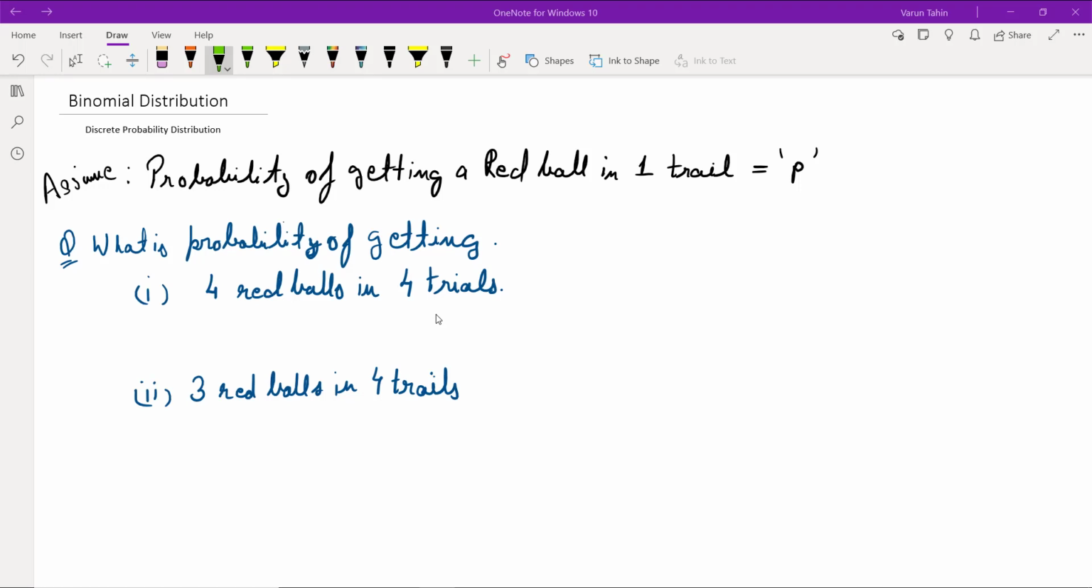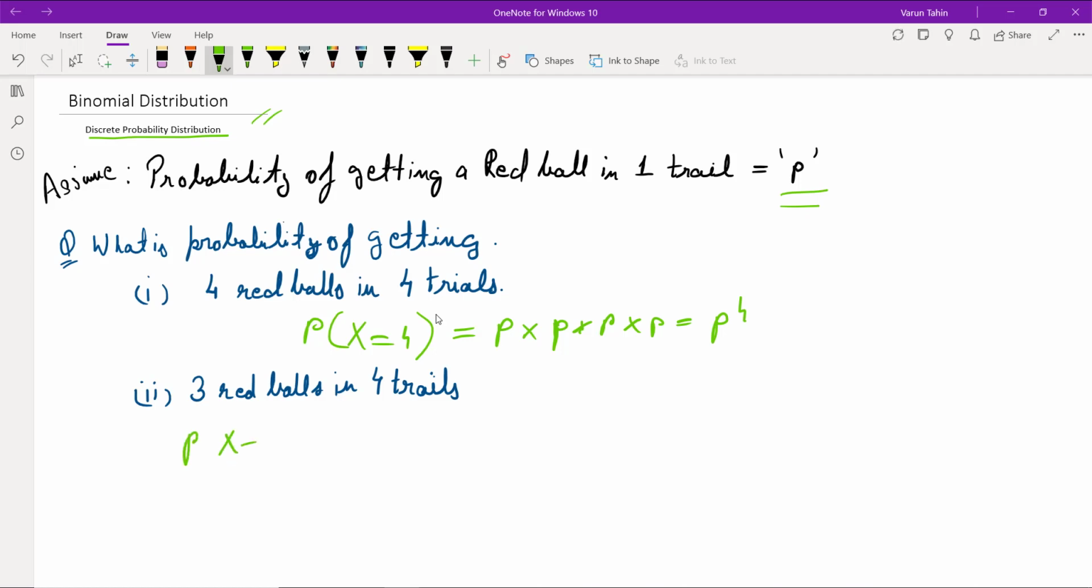Binomial distribution is a part of discrete probability distribution, and to understand this, we will take an example and see if binomial distribution fits here. Let's say that we are calculating the probability of getting a red ball in one trial. We don't know that, and we'll define it as P. Now we need to know the probability of getting 4 red balls in 4 trials. It is simple, guys. P(x = 4) is P into P into P into P, which is P raised to power 4. And then what is the probability of getting 3 red balls in 4 trials?